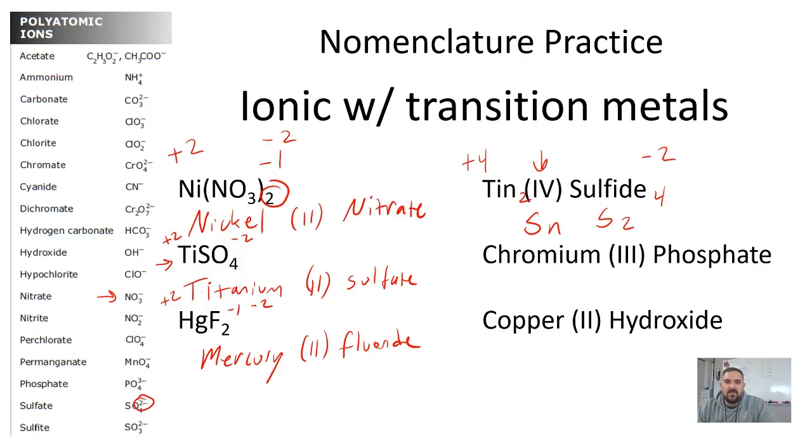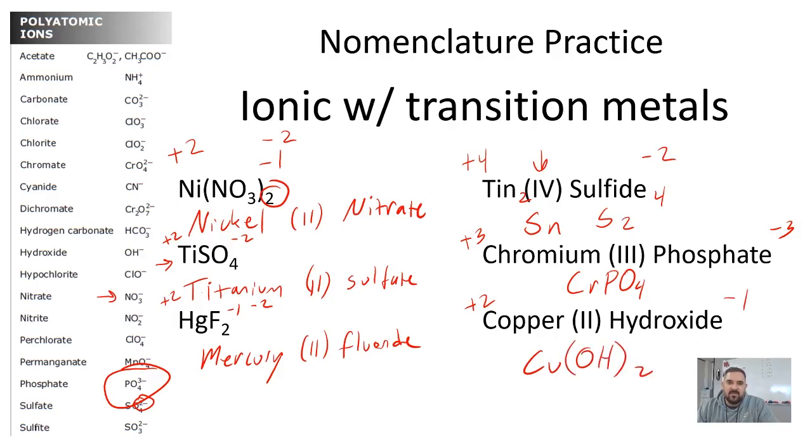All right, next one is chromium phosphate. So chromium is Cr, and it's got a charge of +3, and then phosphate is PO4, and it's got a charge of -3, so this is just going to be a 1-to-1, so CrPO4. And then the last example we have is copper, which is Cu. It's got a charge of +2, and then hydroxide, which has a charge of -1, so OH, and then we put this in parentheses because we got to multiply it by 2. And that's it. That's your practice.